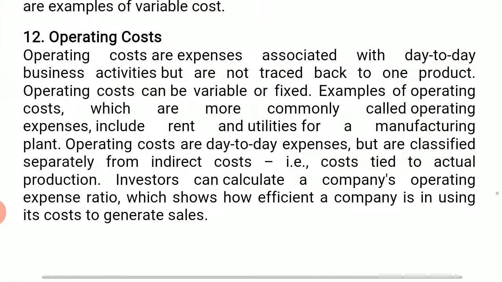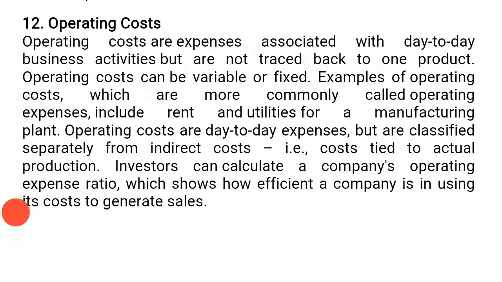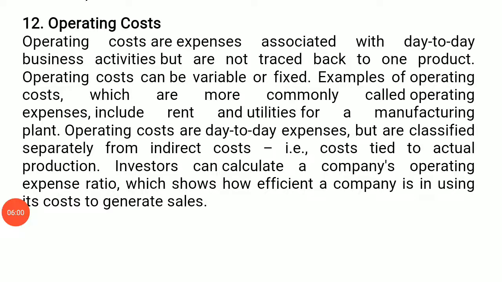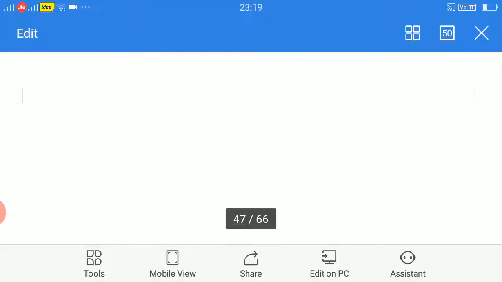And next one is operating cost. Operating costs are expenses associated with the day-to-day business activity but are not traced back to one product. Operating costs can be variable or fixed. Examples of operating costs, which are more commonly called operating expenses, include rent and utilities for a manufacturing plant. Now, these are the different costs I have shown.